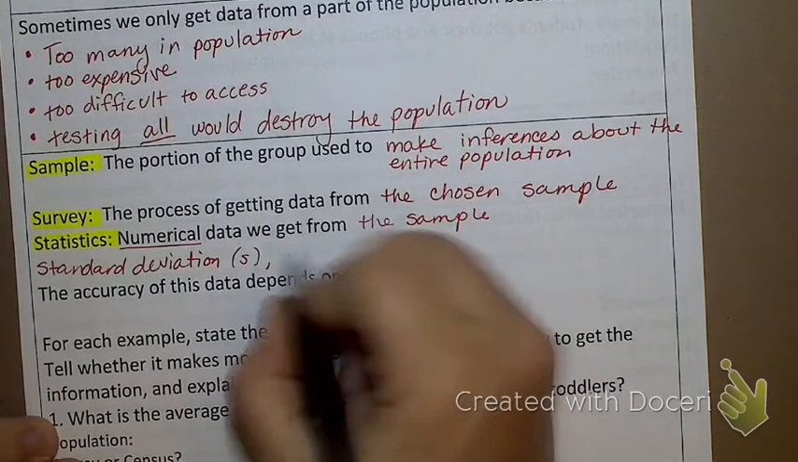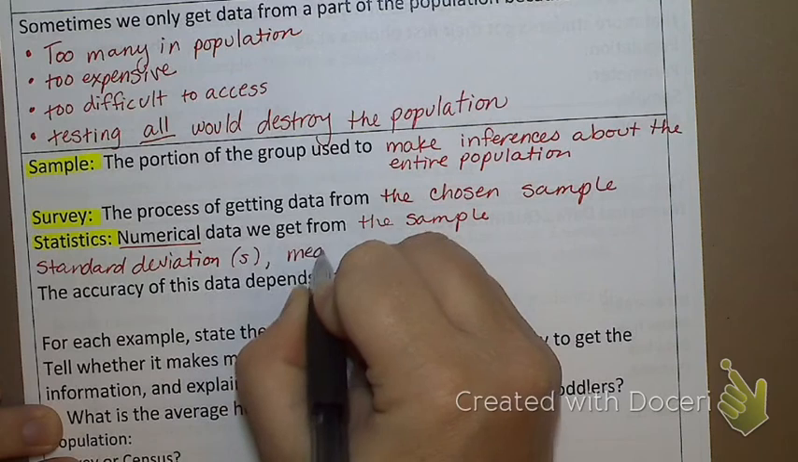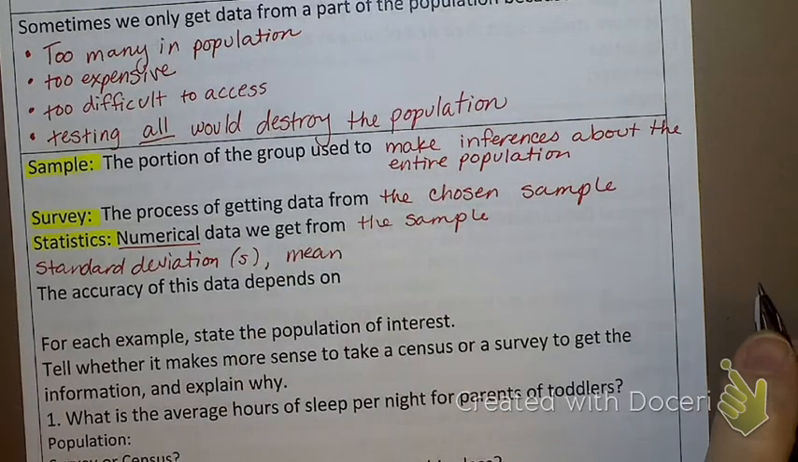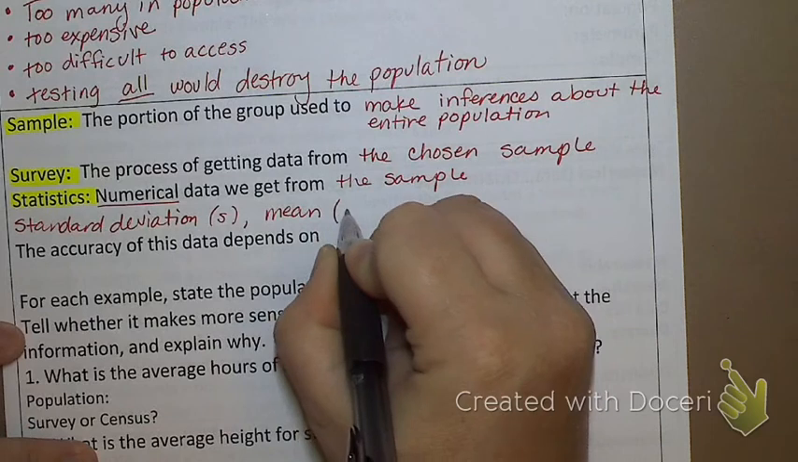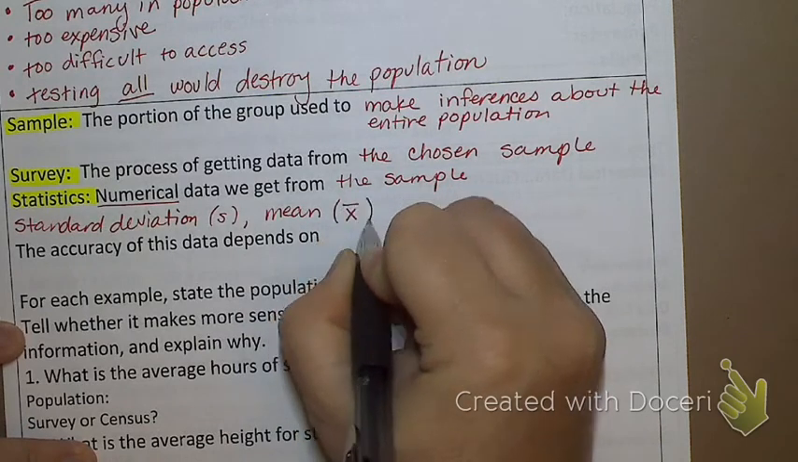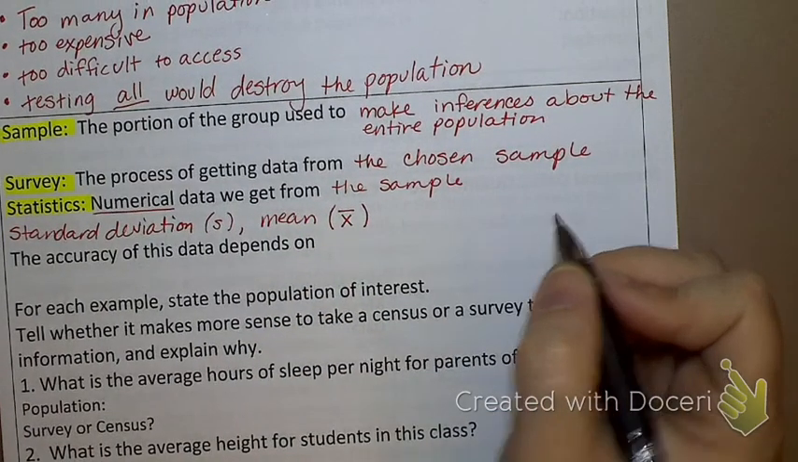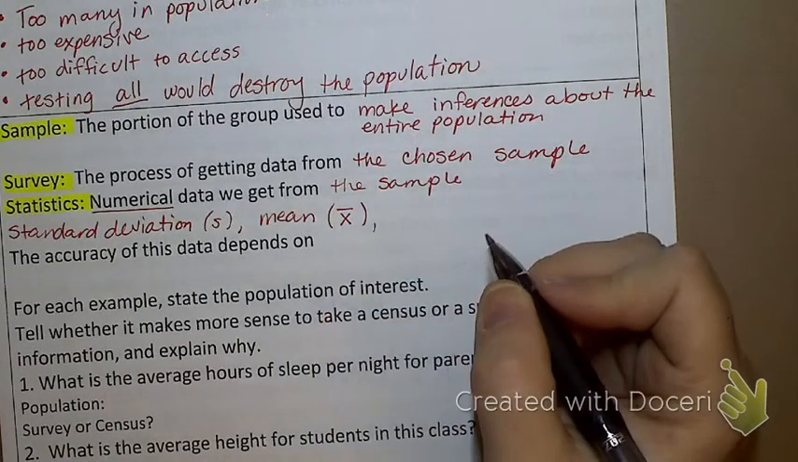We also could find the mean from our sample. But how do you know if it's the mean of the sample or the mean of a population? Well, up there it used that letter mu. When we're talking about a sample, we use this thing called X bar. An X with a bar over the top. That means you're talking about a sample.